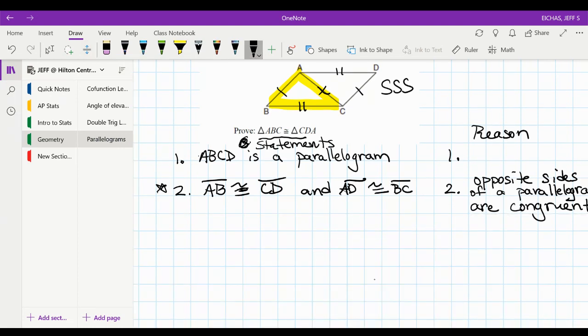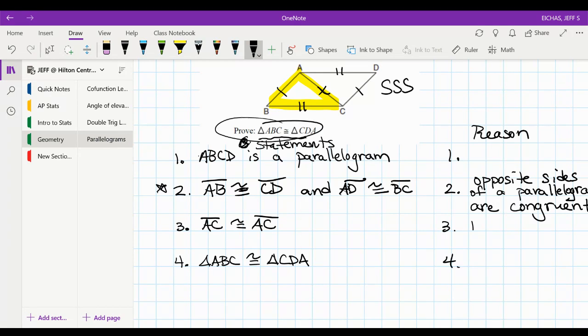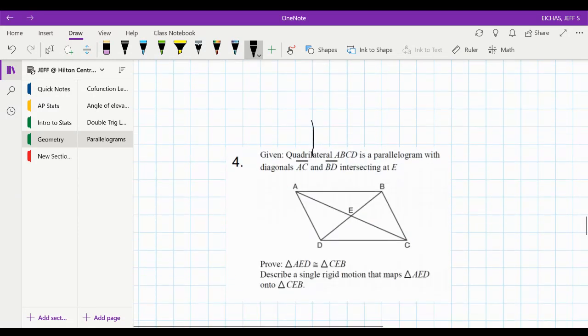All right. 3. All we have left now is AC congruent to AC. I probably should have switched that around, but not a big deal. That is by, you know that one, reflexive property. And then number 4, the triangles are going to be congruent. Probably didn't need to give you that because it is the last statement. And you all know the last statement has to be what we're trying to prove. So good enough, you can finish it off.